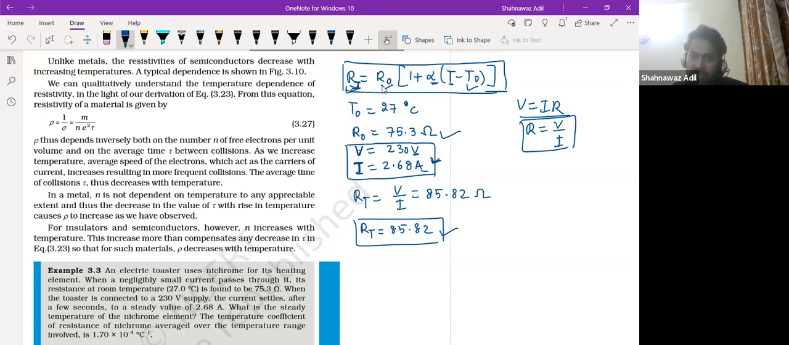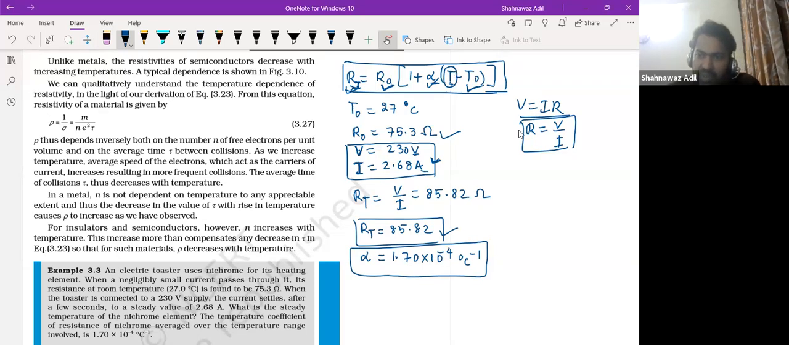We know this thing, we know this thing, we know this thing, and we have these two unknowns again, right? So in this question, the temperature coefficient of resistance of nichrome averaged over the temperature range is given. So alpha is 1.70 times 10 to the power minus 4 per degree C. So this is also given. Now we have all these values, so what can we calculate? This thing we also know. This is the unknown, right? Let us calculate that.